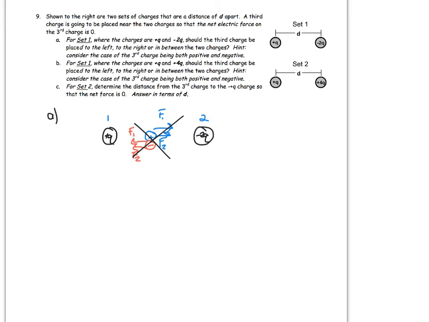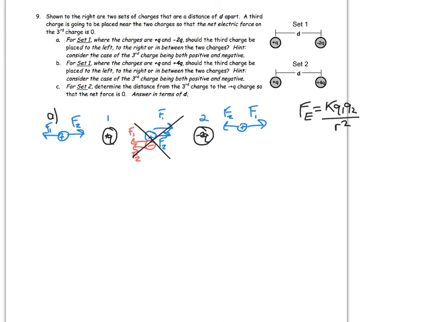And if the net force is going to be zero, it means those forces have to go in opposite directions. So let's try over here on the right-hand side. If we have a positive charge, it's going to be attracted to Q2 and repelled from Q1. So that possibly could work. If we try on the left-hand side, and we have a positive charge, it's going to be repelled by the Q1 and attracted to Q2. So that also possibly could work.